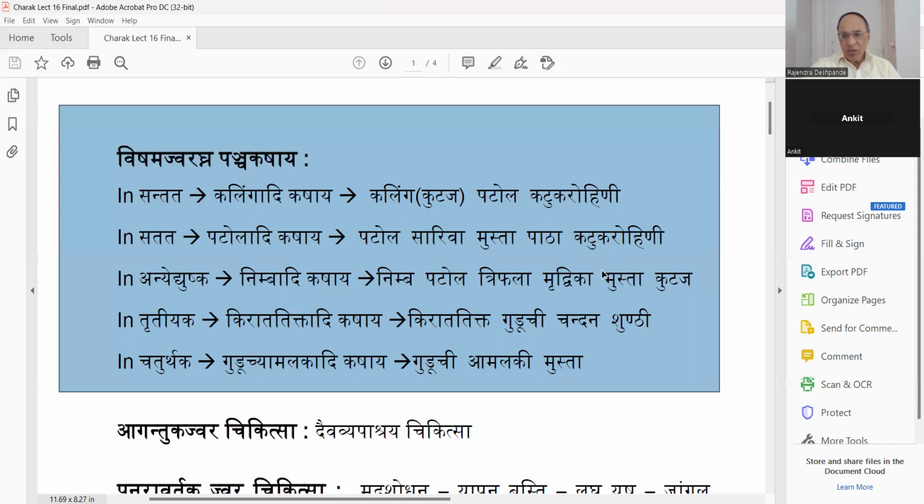Musta means Nagarmotha. This is the best amapachaka dravya. Triphala is the best laxative, because if there is constipation, the body heat will increase. So always see that the fever patient gets vatanulomana. We should not give a purgative. I am not saying give the purgative, but a laxative can be given, which is the best, Triphala.